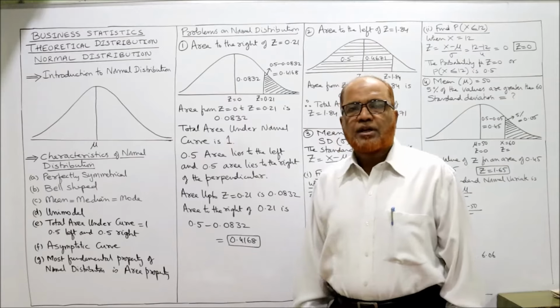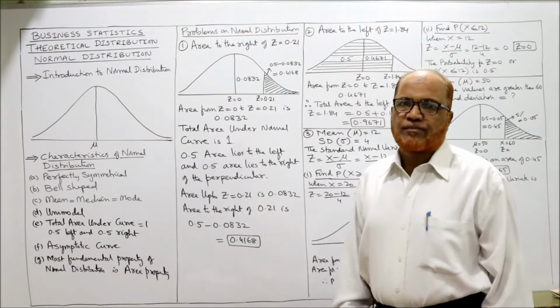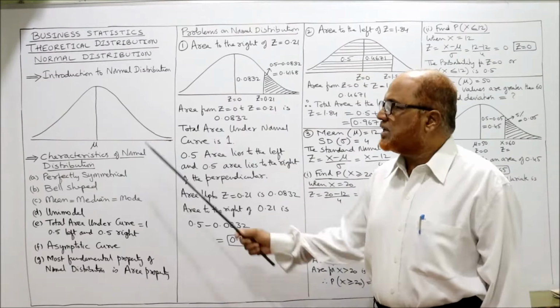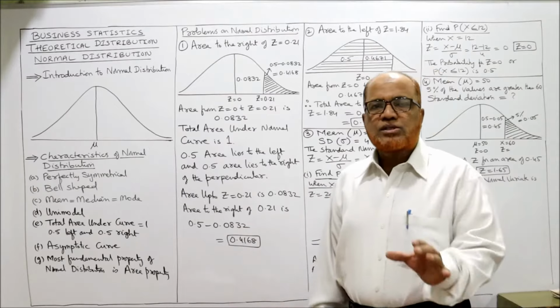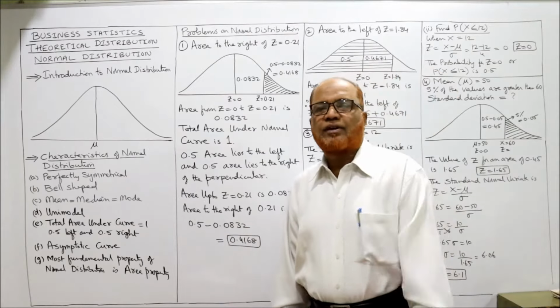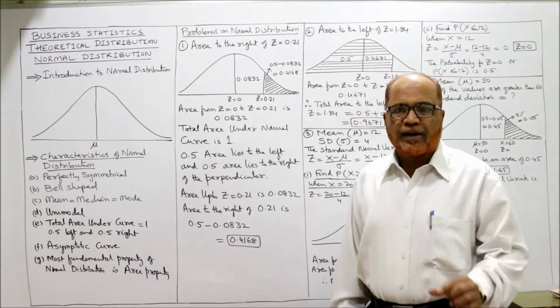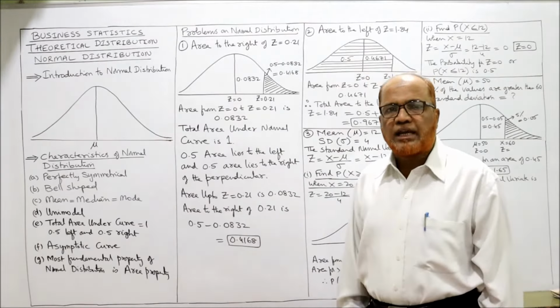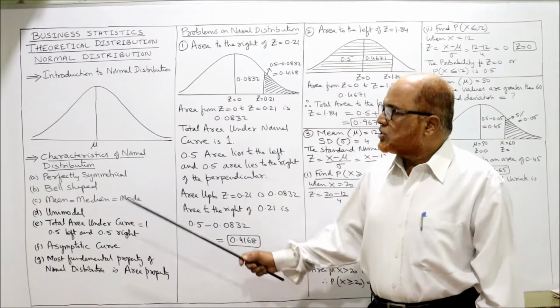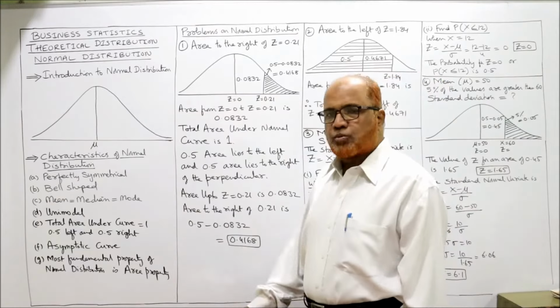So the most important continuous distribution is this normal distribution. The normal curve is a bell-shaped curve. By using the area property, we can find out the probability for any variable. So what are the characteristics of normal distribution?